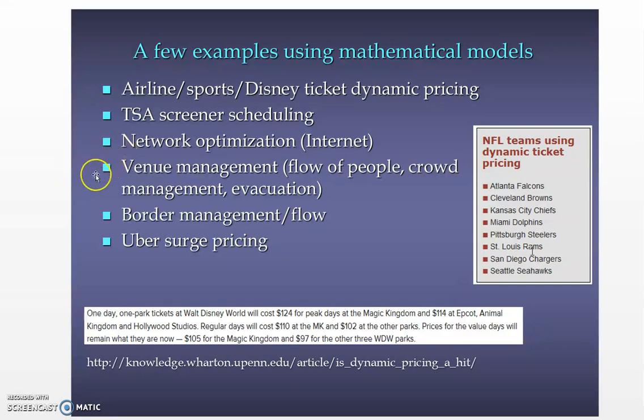It can also be used for management of venues and locations and crowd controls. It's used at borders, Uber surge pricing, and frankly, Uber mapping in terms of allocating Uber resources to a call for an Uber resource is a function of mathematical modeling. So there are lots of things that you may not always be aware of that these are used for.